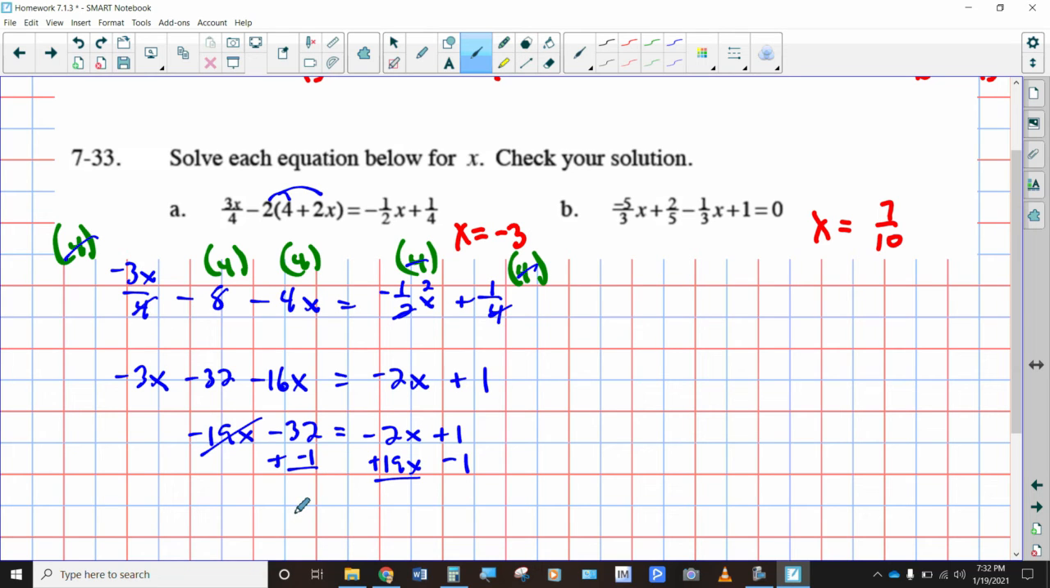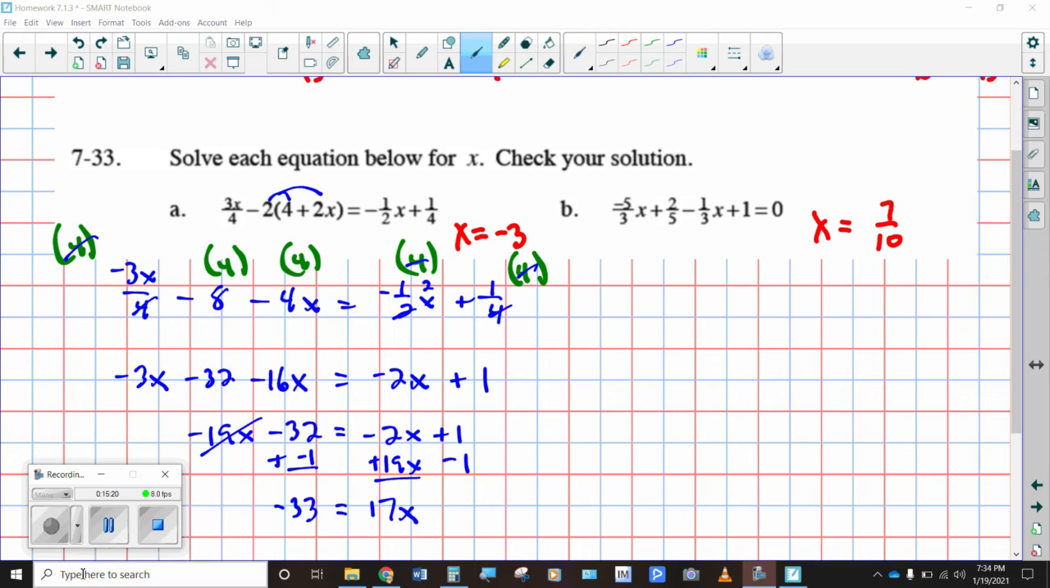Hold on for a second. Which gives me negative 33 is now equal to 17x. Oh, where did I make my mistake? Hold on, I got to find it. That's got to be the correct answer. Let me check. Found it.